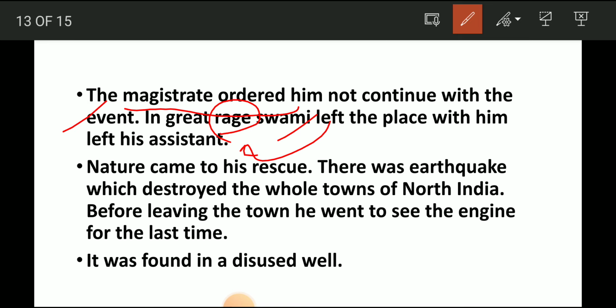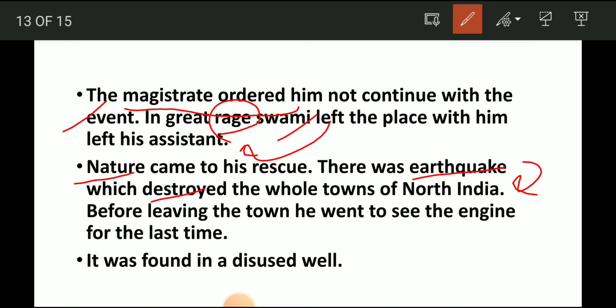But one breakthrough comes. Nature helps him. What happens? In the night, there is a massive earthquake. The earthquake was so strong that in North India, many towns were destroyed. But it was not as strong in South India as it was in North India. But still it was quite an earthquake. So they were shaken out of bed. Okay, and in the morning, after the earthquake, the talkative man decides that I am going to leave the town.